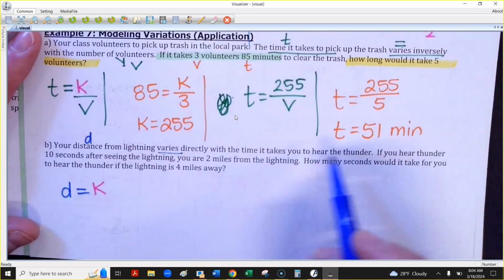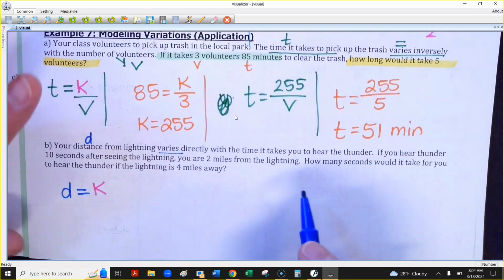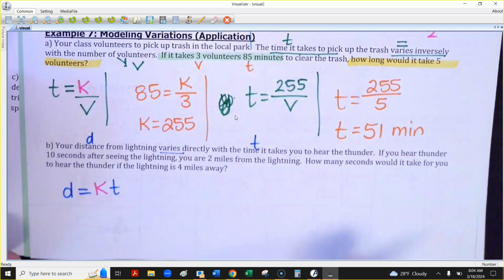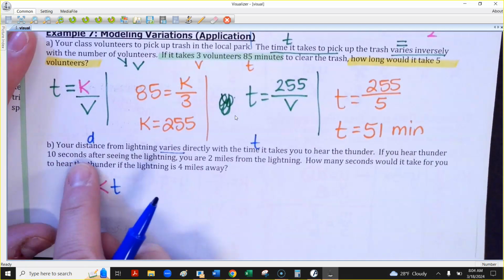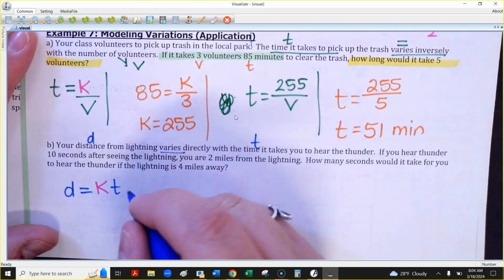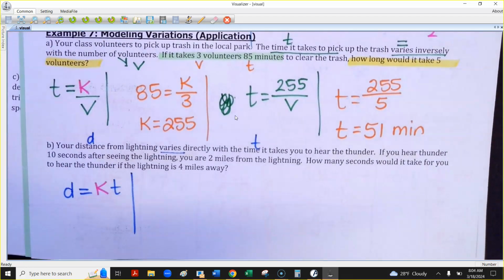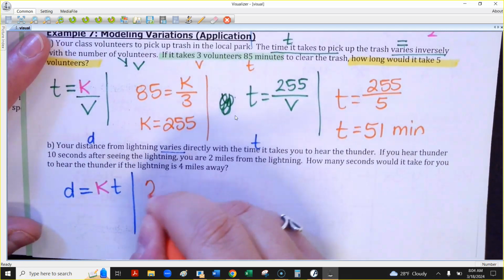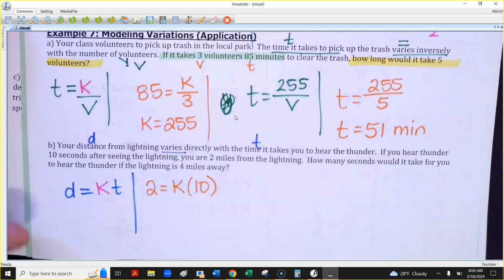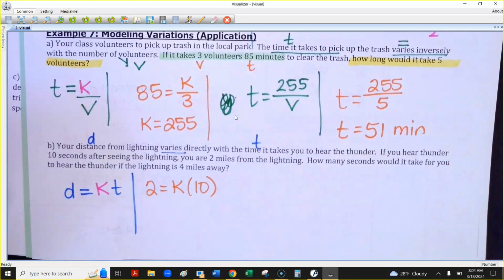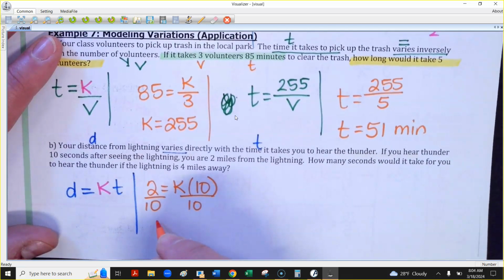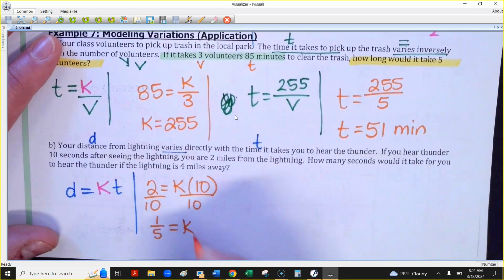Varies directly with the time it takes you to hear the thunder. So let me just do T for time again. If you hear thunder 10 seconds after seeing lightning, you are 2 miles away from the lightning. So for that part, you're 2 miles away. I don't know the K value, but it says it takes 10 seconds. So I'm using this to find the K value. Divide both sides by 10 there, and I'm just going to reduce that fraction. So 1/5 is my K value.